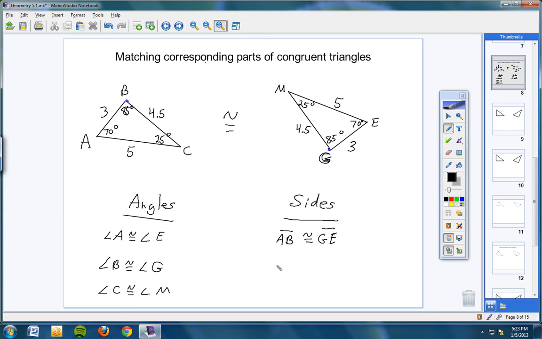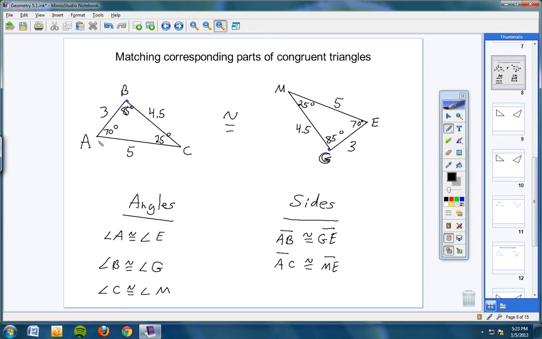Now let's go to side AC. It really doesn't matter which one we go to next, but we're going to say AC. Now AC is right here. My pen is on it. It has a length of 5. So we come over here, and what side has a length of 5? Well, this side right here, and that's side ME. So there we go. Those two sides are called corresponding parts.